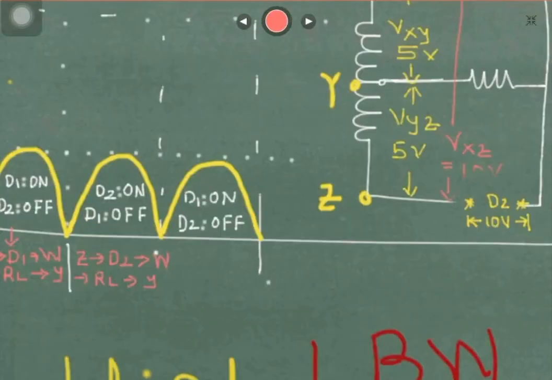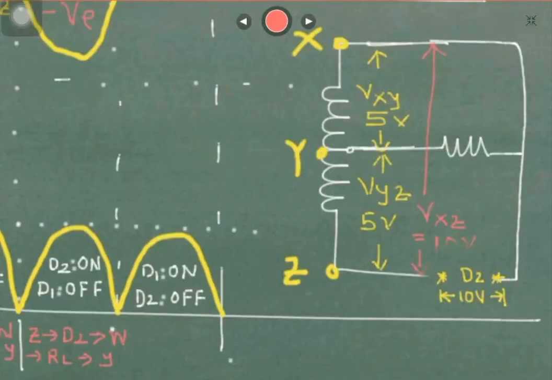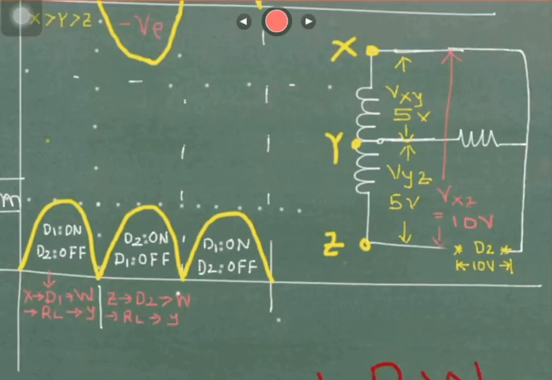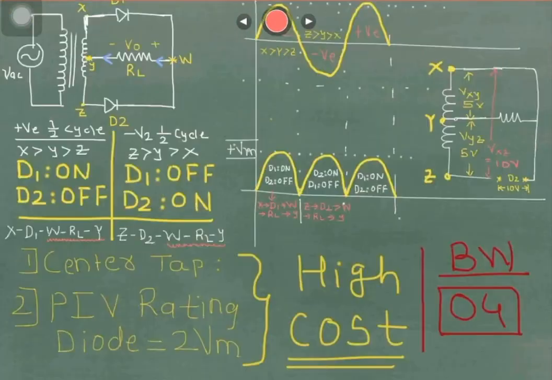And why they require 2 VM rating, that has been explained over here. If you remember, we had discussed this thing, that if you consider the value of VM equal to 5 volt, then what happens over here? You have upper winding voltage 5 volt, lower winding voltage 5 volt. So the diode which is off has to handle 10 volt even during the reverse bias. So we understood that the center tap full wave rectifier is a beautiful rectifier, but along with two disadvantages.